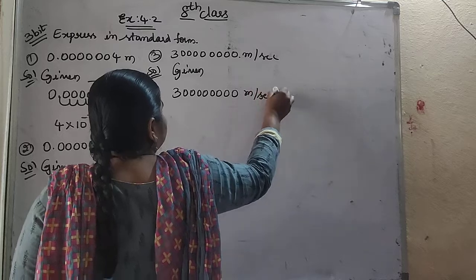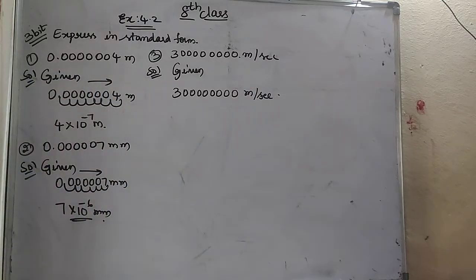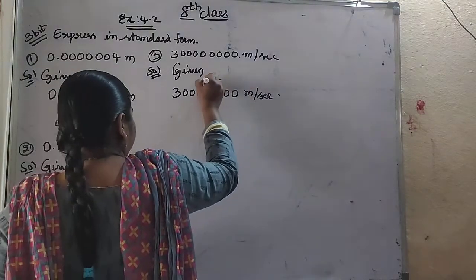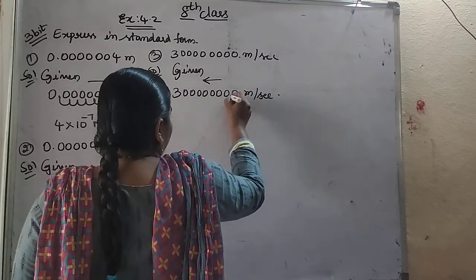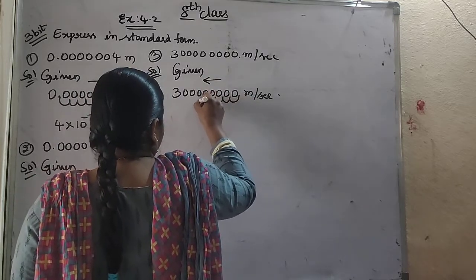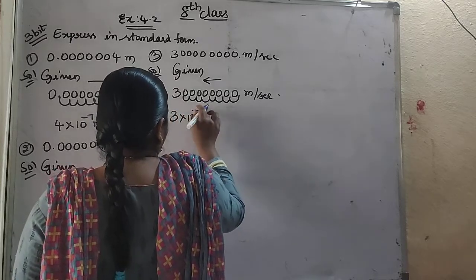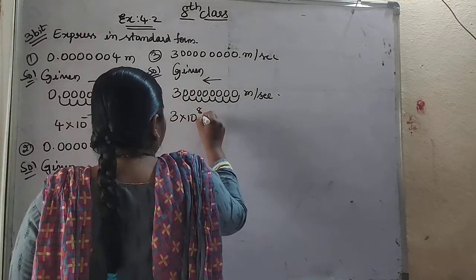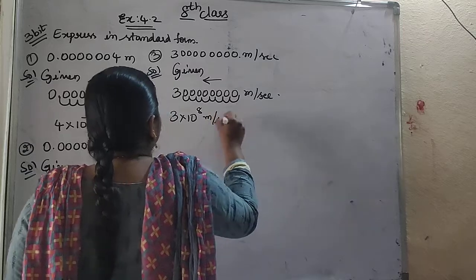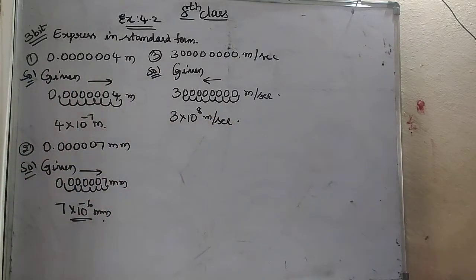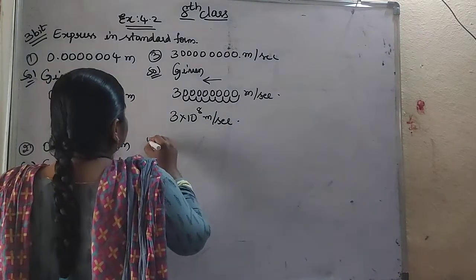Meters per second. Now which side do we have to move? We have to move to the left side. The power will be positive. 1, 2, 3, 4, 5, 6, 7, 8. That is 3 into 10 power 8 meters per second. So this is our fourth equation. Next, fifth one, third question.